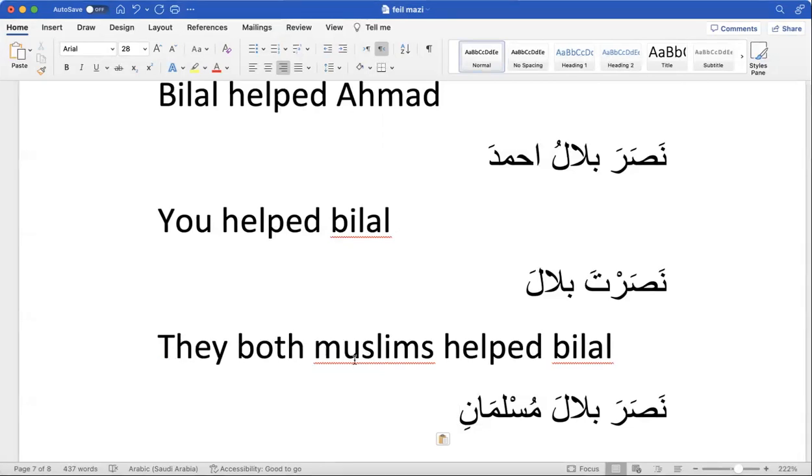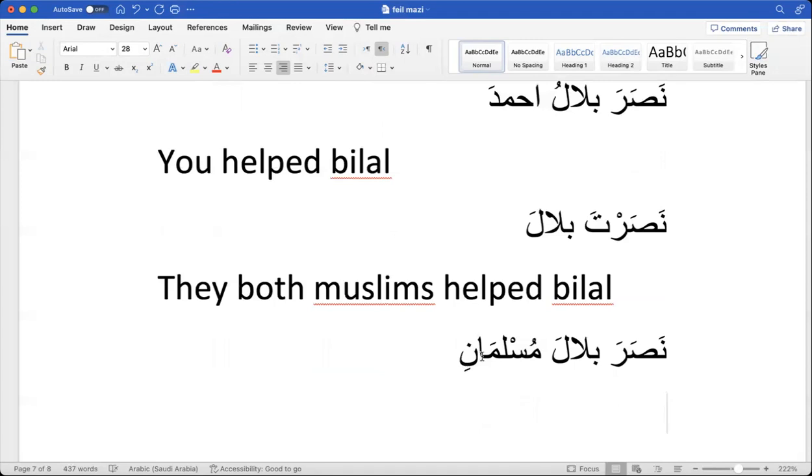For example, if you say "the two Muslims helped Bilal", and you interchange maf'ul and fail in English, saying "Bilal helped the two Muslims", it will change the total meaning, right? If you interchange the places. But in Arabic, this is not a problem as long as you keep the grammatical rules in the picture. Now, why I did this is to make you understand that fail can be anywhere in the sentence.